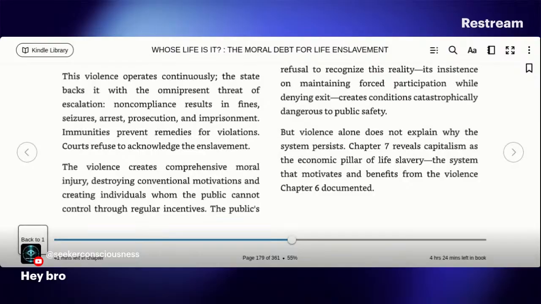Immunities prevent remedies for violations. Courts refuse to acknowledge the enslavement. The violence creates comprehensive moral injury, destroying conventional motivations and creating individuals whom the public cannot control through regular incentives. The public's refusal to recognize this reality, its insistence on maintaining forced participation while denying exit, creates conditions catastrophically dangerous to public safety. But violence alone does not explain why the system persists. Chapter 7 reveals capitalism as the economic pillar of life slavery, the system that motivates and benefits from the violence.